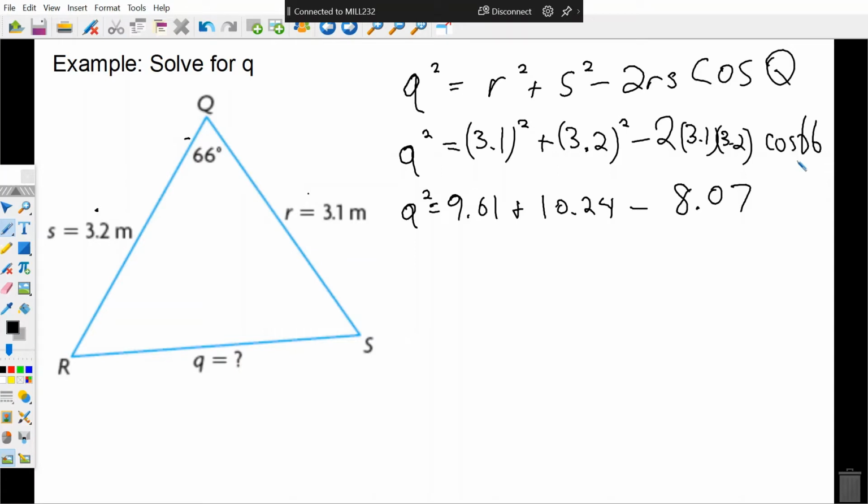Okay. So now we're going to add and subtract these. 9.61 plus 10.24 minus 8.07. You should be getting q squared equals 11.78.